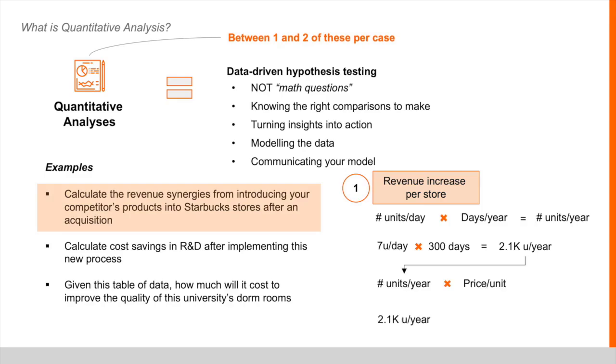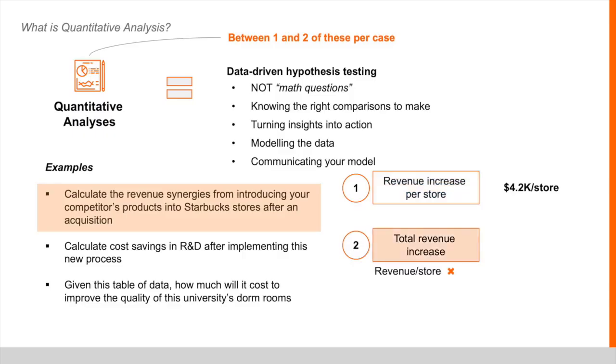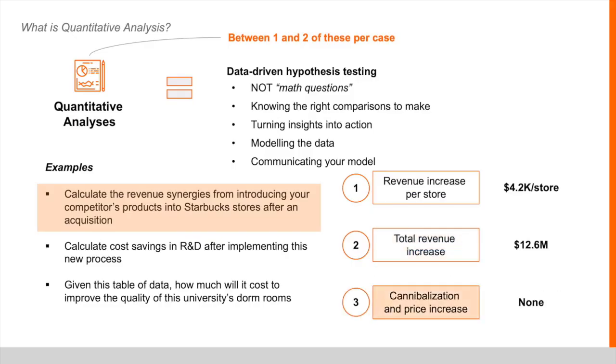And so 2.1 thousand times $2, that is $4.2 thousand per store per year. Now I'm going to multiply that by the number of stores. So that would give me the revenue increase in total. So 4.2 thousand times 3,000 is 12.6 million. And since there's no cannibalization and no price increase, that is the final answer, 12.6 million.